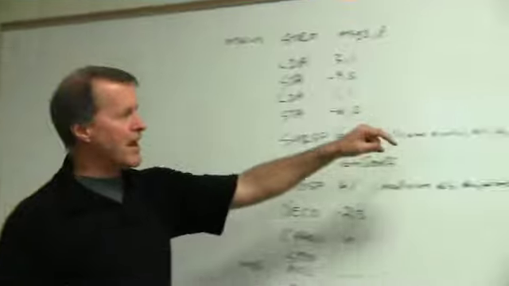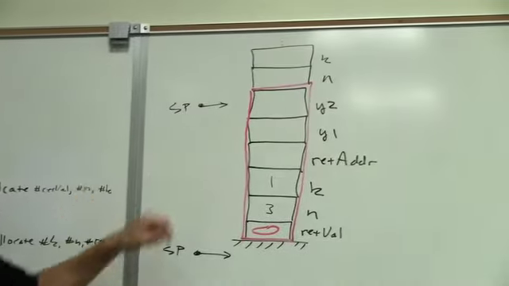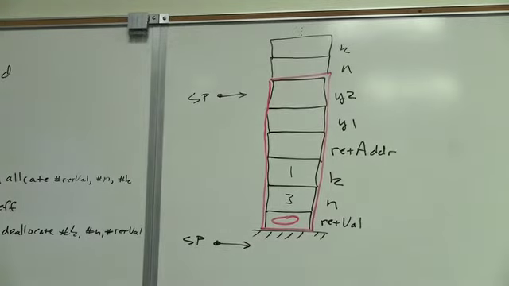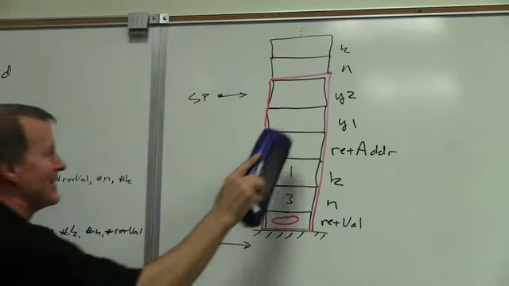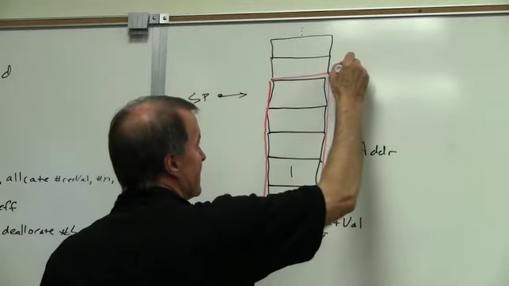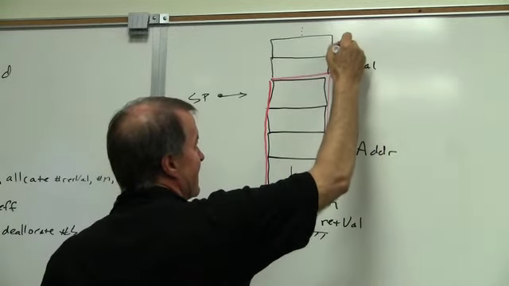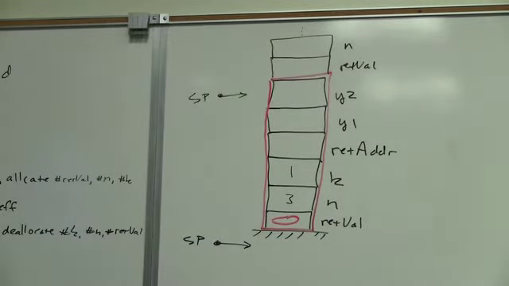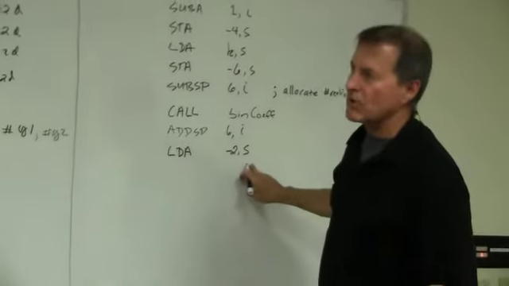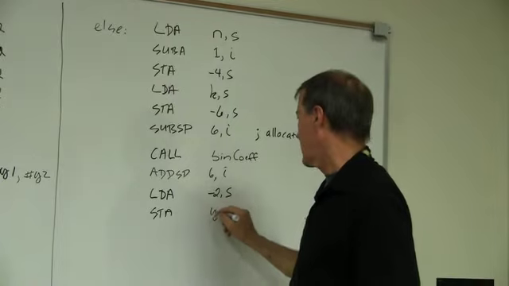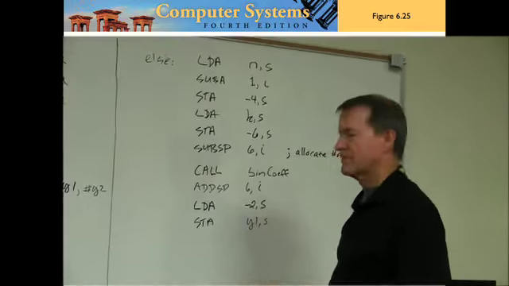So here, when we come back, stack pointer will be here. Oh, shucks, another mistake. You forgot to put the ret val. I forgot to put the ret val. This should be ret val, n and k. Okay, so ret val, n, etc. Perfect. Okay, so load accumulator negative 2, stack relative, and then store it into what? Y1. Store accumulator into Y1, stack relative.